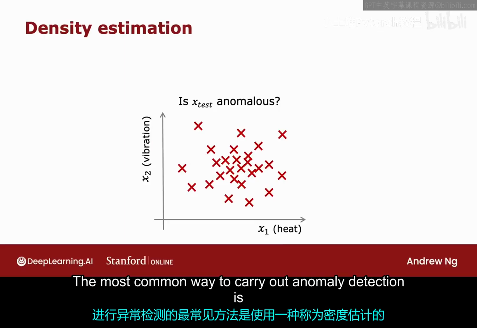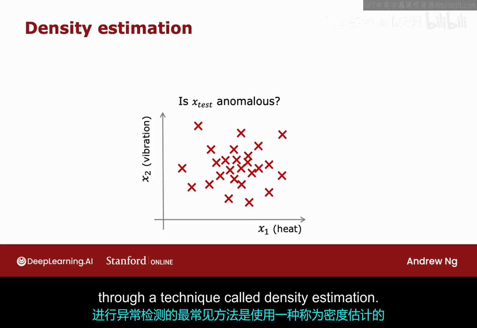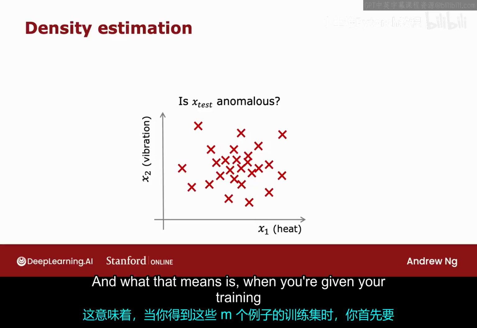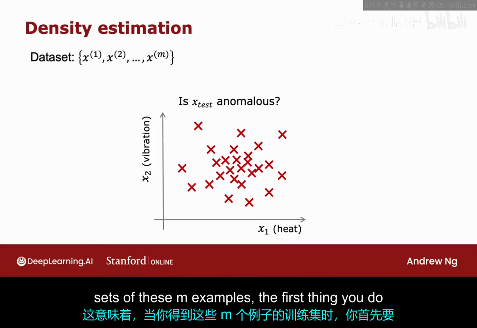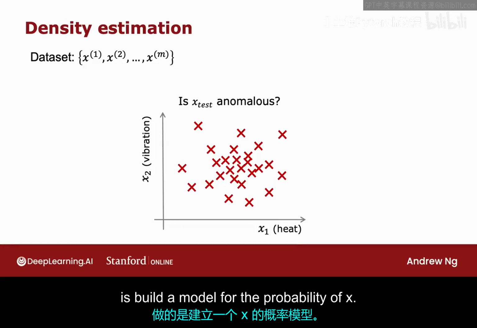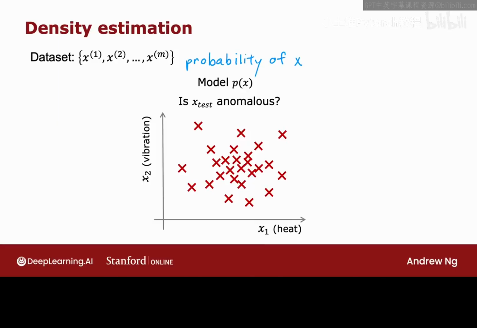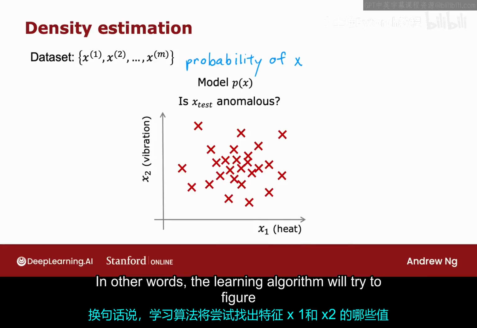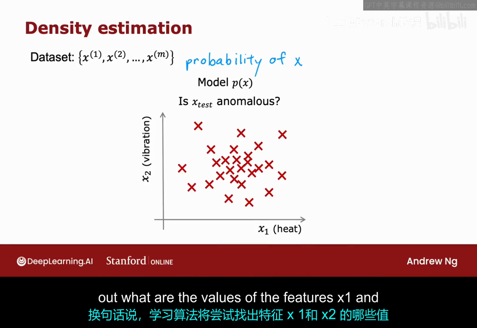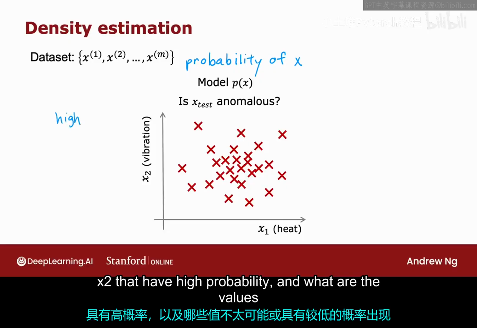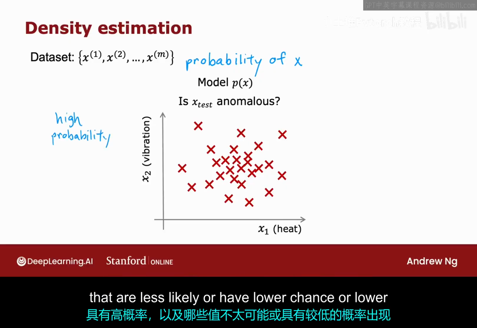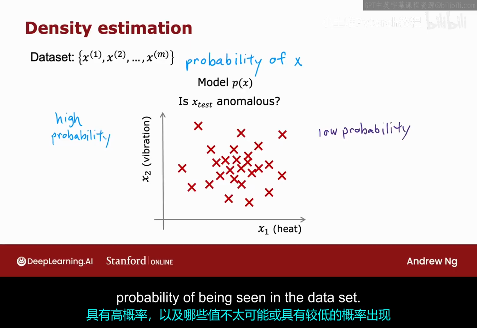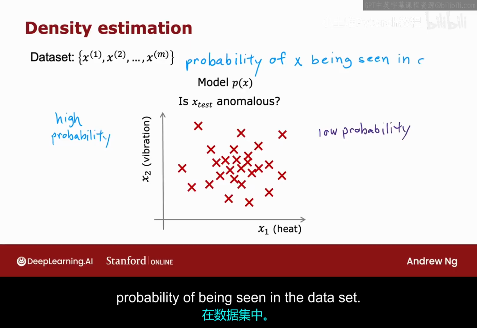The most common way to carry out anomaly detection is through a technique called density estimation. And what that means is, when you're given your training set of these M examples, the first thing you do is build a model for the probability of X. In other words, the learning algorithm will try to figure out what are the values of the features X1 and X2 that have high probability, and what are the values that are less likely or have lower probability of being seen in the dataset.